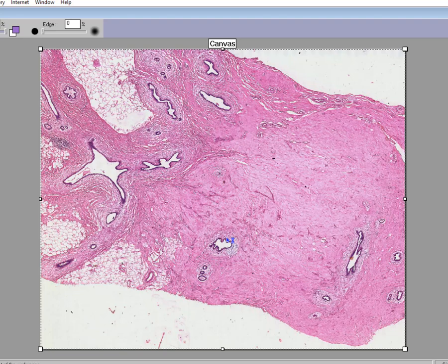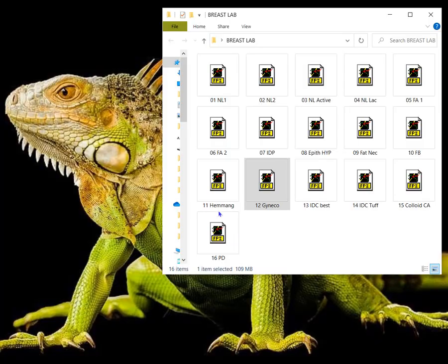So, how about if we move on and go to the next slide, which I called IDC best. What do you think IDC stands for? How about the most common type of breast cancer, which is probably going to be 90% of your pathology reports, is going to be called infiltrating ductal carcinoma. So let's see if this is an infiltrating ductal carcinoma.